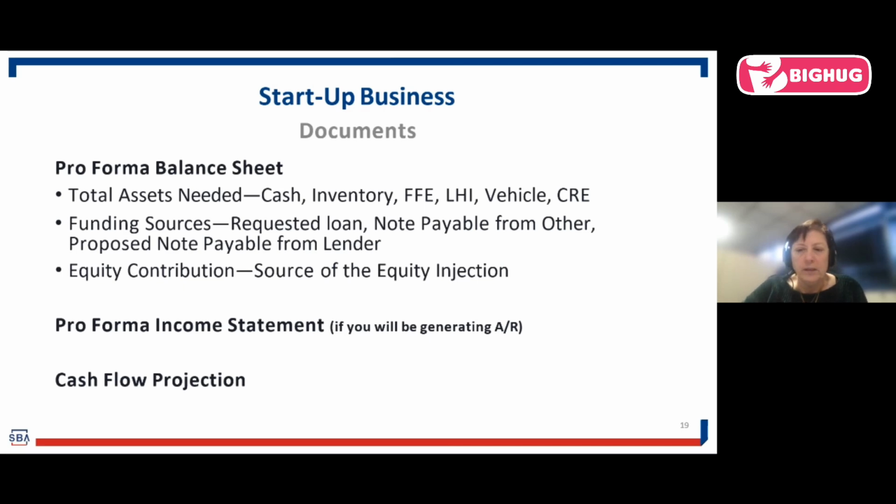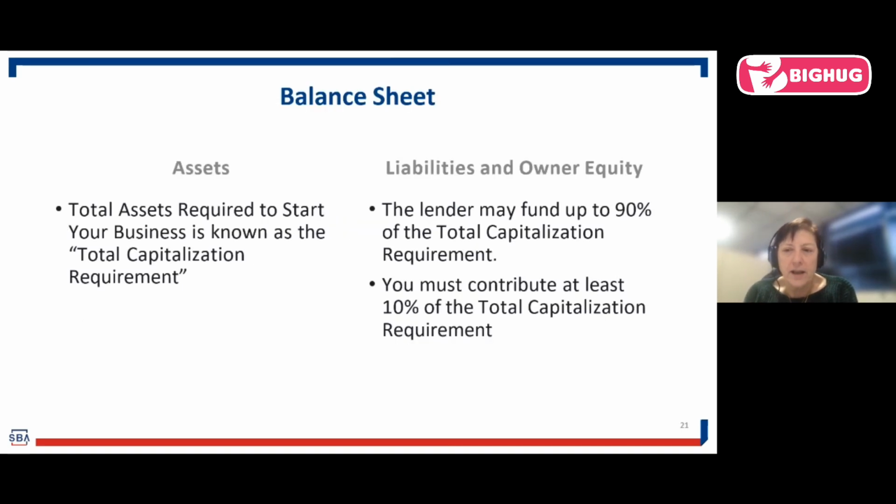And then they're going to be looking at your equity contribution and who you're getting funding from them as a lender. You're requesting that if you're going to carry any other notes payable that we talked about in the past. If you will be generating accounts receivable, you definitely would want to do a pro forma income statement. And then you want to do the cash flow projection document that we talked about in the past. Next slide, please. Okay, let's talk about the balance sheet.